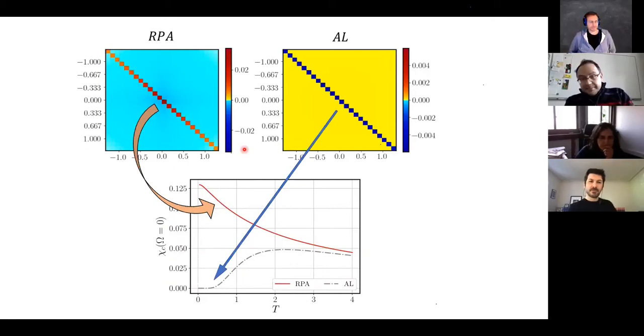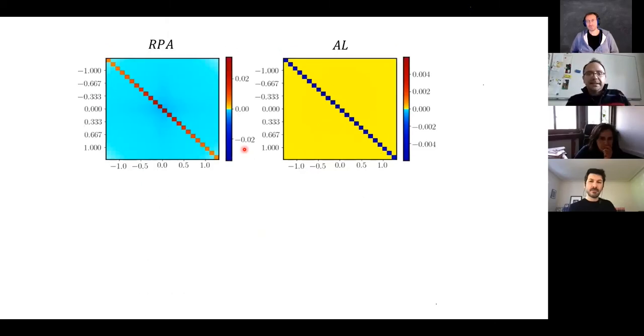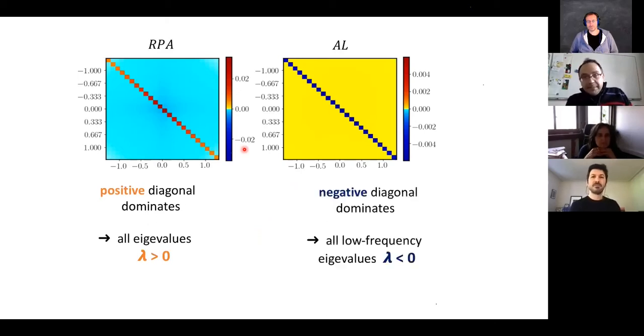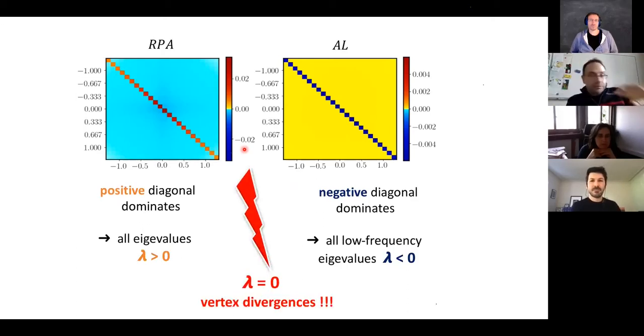And let me stress that these two worlds are really two different separate worlds in some sense, because if we look at these plots from our perspective of the vertex divergences, it's clear that this matrix dominated by positive diagonal entries has all eigenvalues which are positive, while the other matrix, which is dominated by a negative diagonal, has all eigenvalues which are negative. And in order to go from one situation to the other, you have to flip some, or even more, of these eigenvalues, and these are nothing else than the vertex divergences. So you have to cross the vertex divergences to get the suppression physics of the atomic limit.